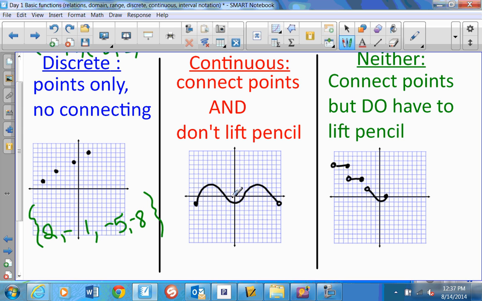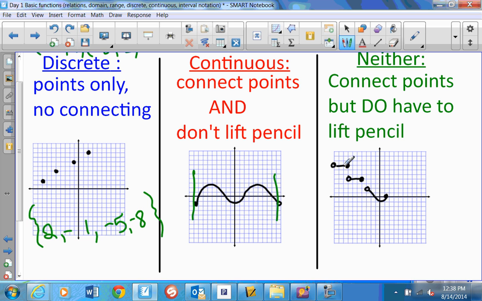That means that negative 1 has a value, negative 2 has a value, negative 3, negative 4, negative 5, negative 6. Even negative 2 and a half would have a value. Negative 2 and a fourth would have a value. Negative 2 and a third. I mean, every single x you can put in there, at least between here and here, is going to have a value. So it's continuous.